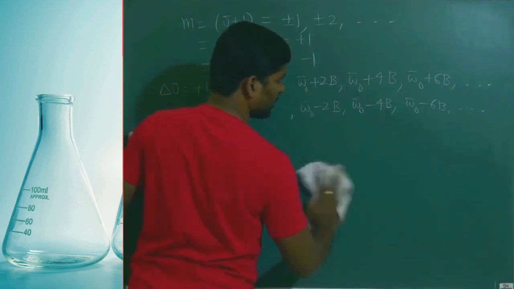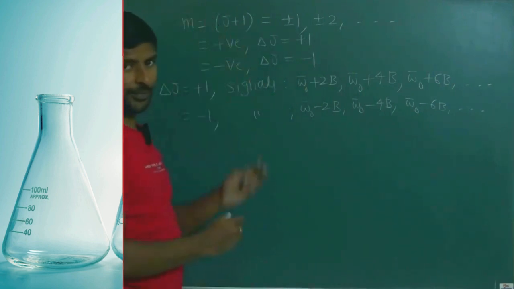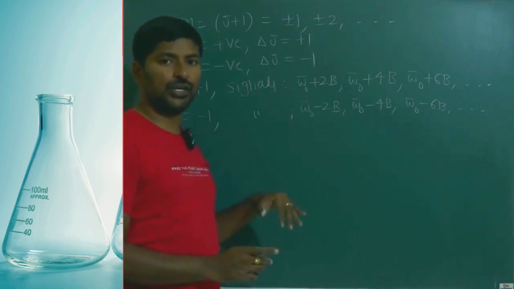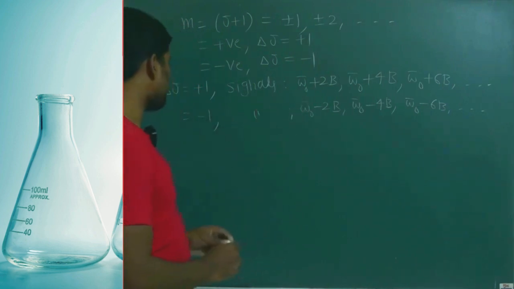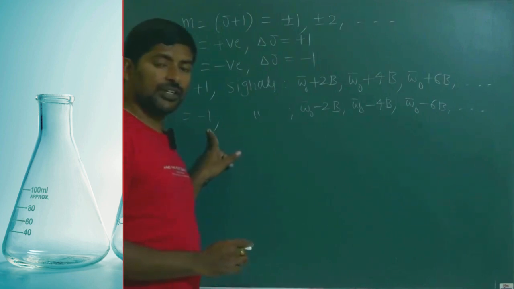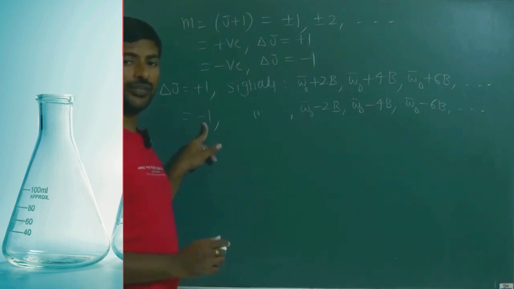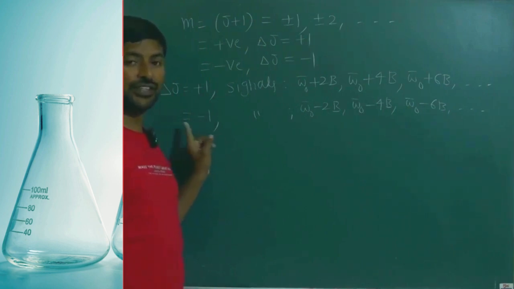Plus 1 transition means, for example, 0 to 1. Minus 1 transition means, for example, 1 to 0. In the lower vibrational energy level the rotational quantum number is 1, and in the higher vibrational energy level the rotational quantum number is 0. In such a case, what will we get? Delta J minus 1.